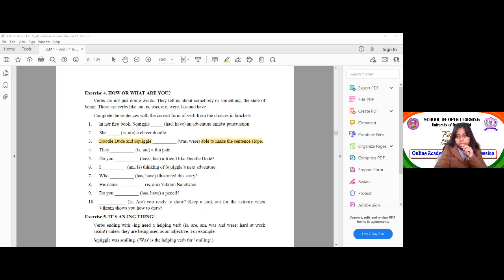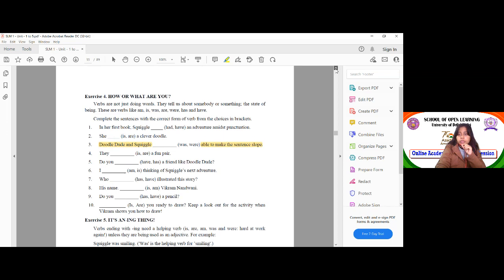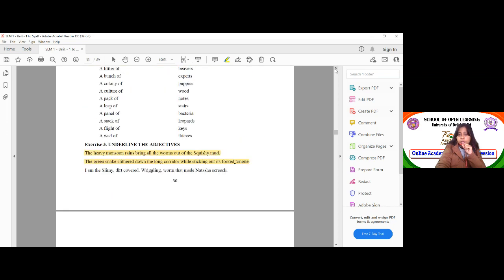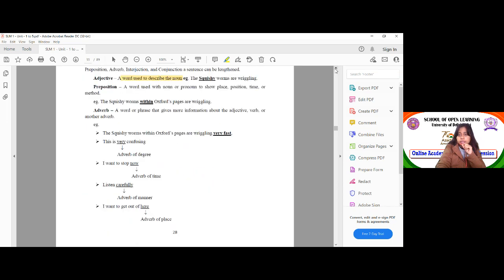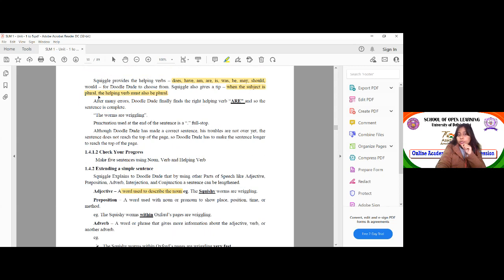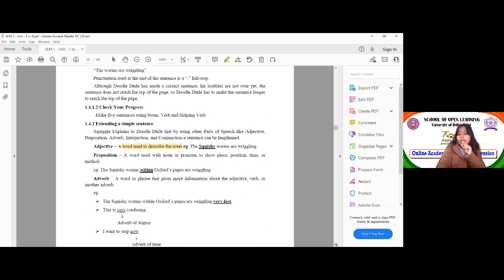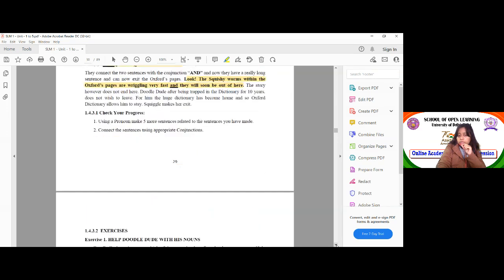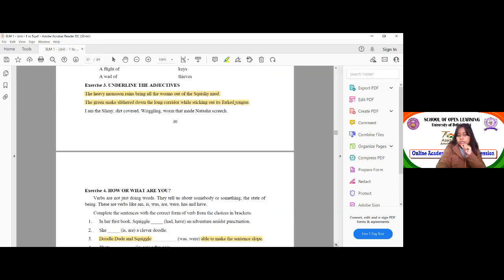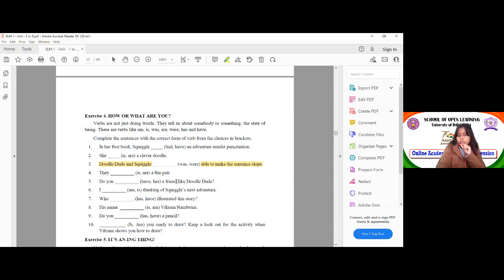Yes, were is the correct answer, not was, because it is plural. Remember, we studied that the helping verb will be plural if the nouns are plural. This is a rule that we studied in the last class. When the subject is plural, the helping verb must also be plural. So Squiggle and Doodle Dude are two people. So they are two characters. So they are plural, which is why were. Okay, do this sentence.